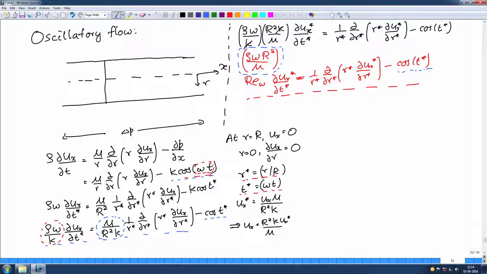So, we continue our discussion of time dependent oscillatory flows in a pipe. If you recall, we had considered the pressure gradient in the pipe to be an oscillatory function in time. It scales as cos of omega t. Rather than having a steady pressure gradient, we had considered an oscillatory pressure gradient. And the momentum balance equation, of course, was the same. This was for a fully developed flow.